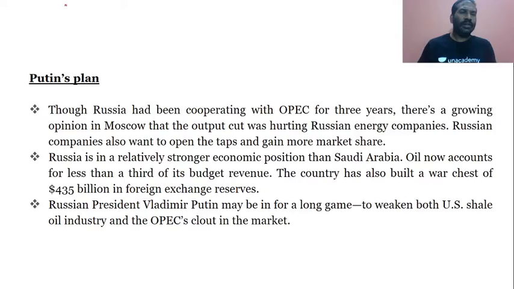Now we will look at Russia's strategy, that is Vladimir Putin's plan. Though Russia has been cooperating with OPEC for 3 years, that is from 2017, a 3 year pact. There is a growing opinion in Moscow that the output cut was hurting Russia's energy companies.